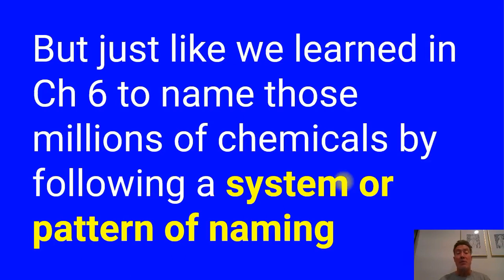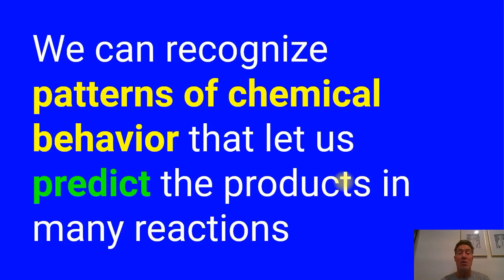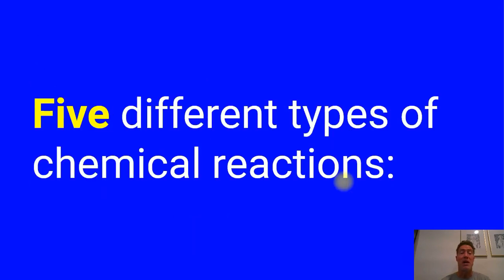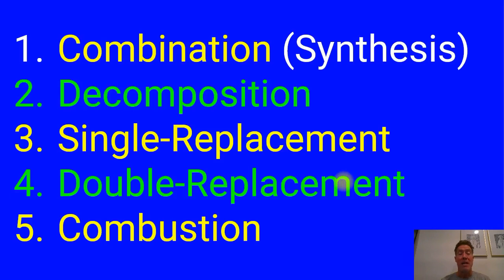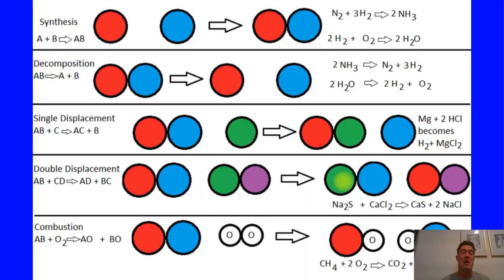So remember, in Chapter 6, we learned to name millions of chemicals by following a system of naming. Well, we can also look at patterns of chemical behavior that let us predict the products in many reactions. And so these are the 5 different types of chemical reactions. Combination, sometimes known as synthesis, you're making something. Decomposition, you're unmaking something. Single replacement, double replacement, and combustion. We'll go through each of these carefully.